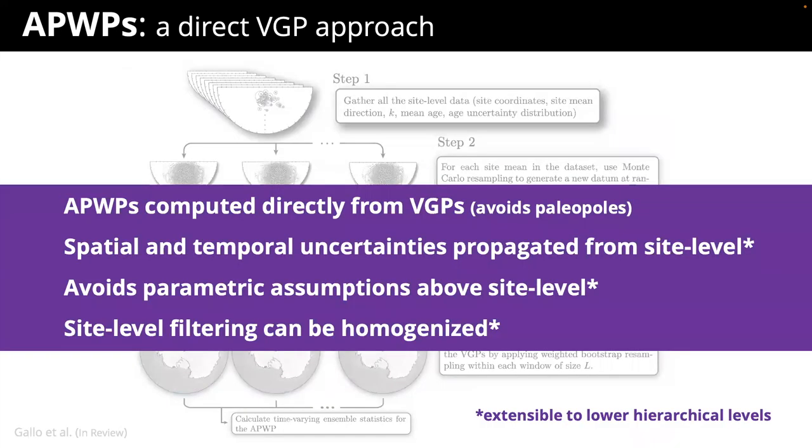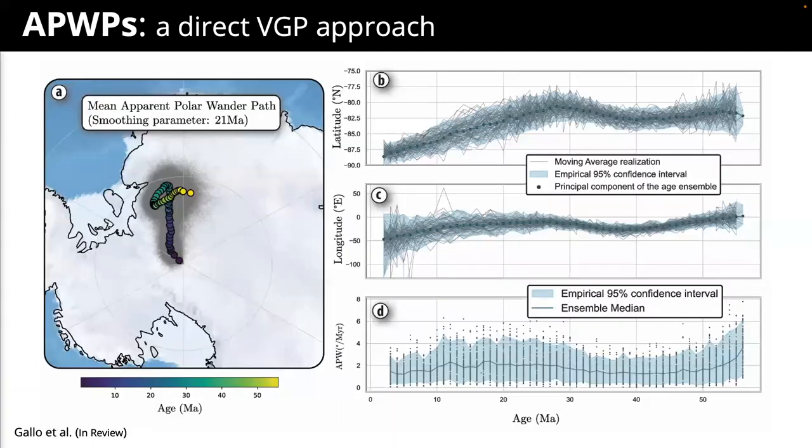Okay, so this was just to remind me to say that we can tick off many of those problems that I raised before. We're avoiding paleopoles. We've gotten rid of that arbitrary hierarchical level. We're able to propagate uncertainties in space and time from the site level, but this is extensible to lower hierarchical levels if we have access to sample or measurement level data. We're avoiding parametric assumptions above the site level. Again, we still have to appeal to parametric assumptions at the level of the site itself because it's the lowest level from which we're working at the moment, but that can also be taken to lower hierarchical levels if we have access to data from lower hierarchical levels. And in principle, the data at the site level can be homogenized.